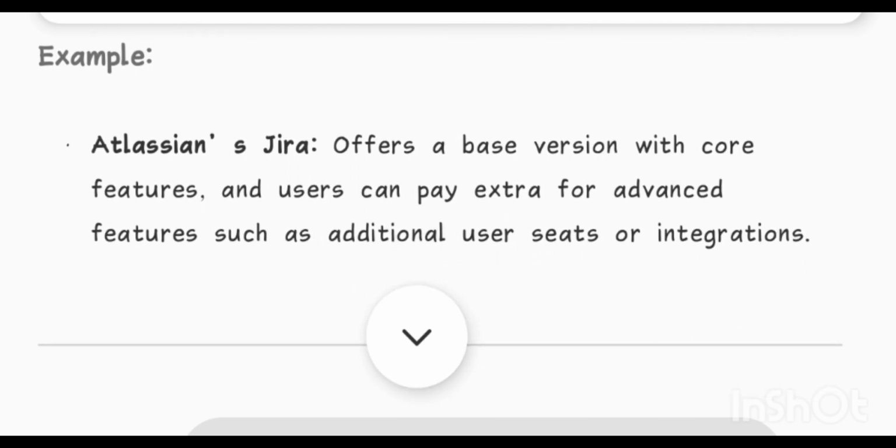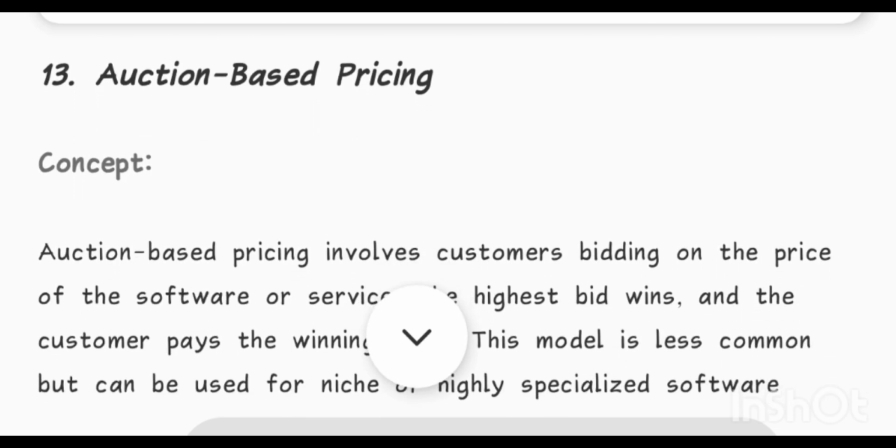Example: Atlassian's Jira offers a base version with core features, and users can pay extra for advanced features such as additional user seats or integrations. 13. Auction-based pricing.